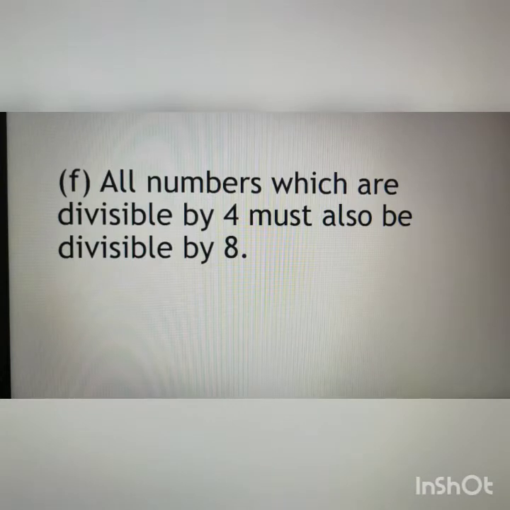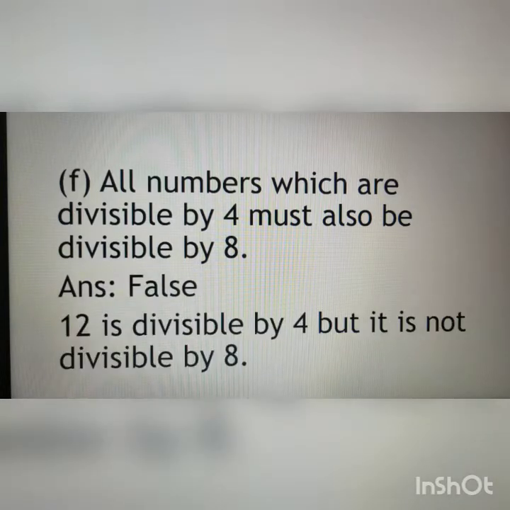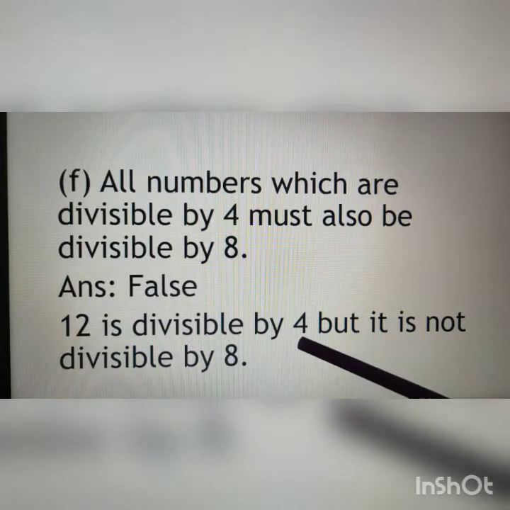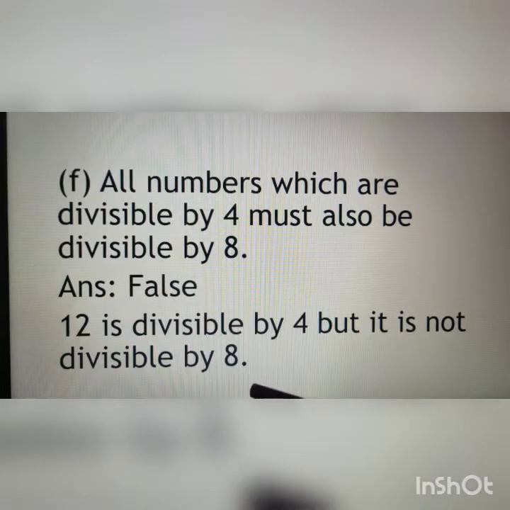Question F: All numbers which are divisible by 4 must also be divisible by 8. Answer is false. One example as a reason, 12 is divisible by 4 but it is not divisible by 8.